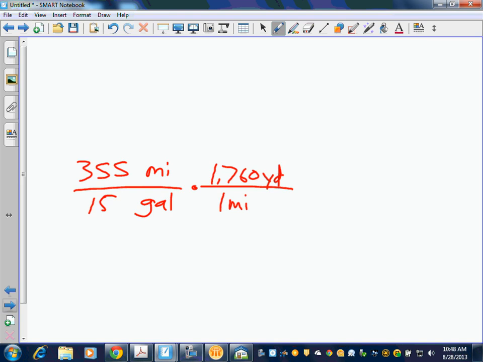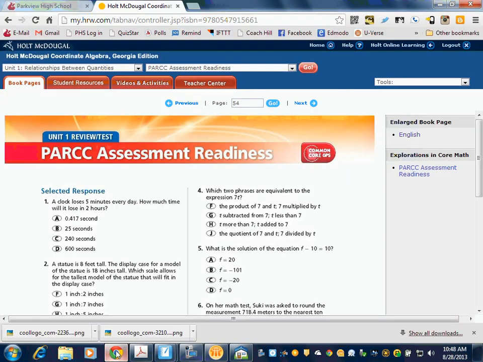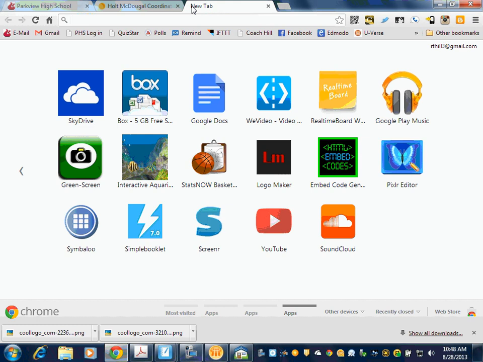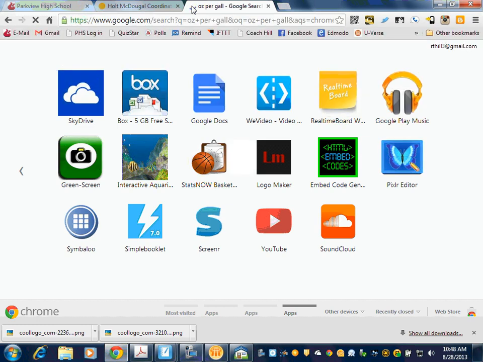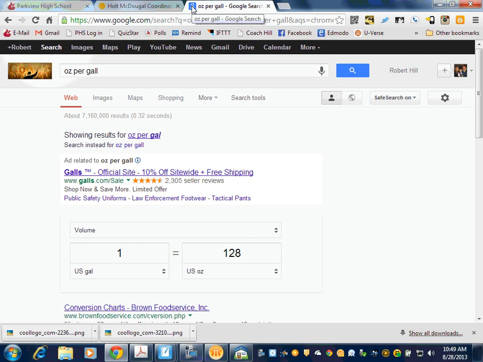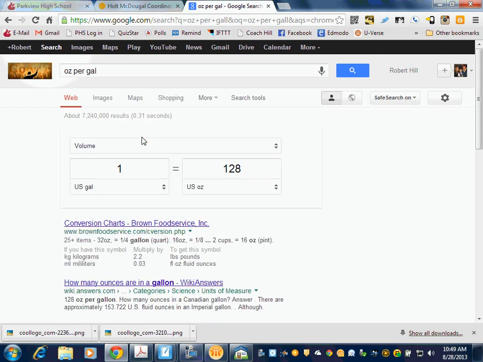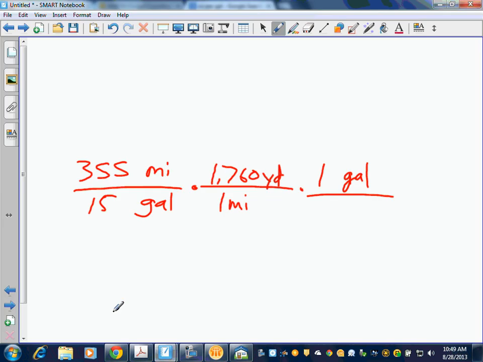Instead of gallons, if I wanted you to have ounces, to convert that, again, because gallons is on bottom, I would times that by 1 gallon, which is 128. This is why I would have to give you the information. Ounces per gallon, 128. And so I'd have 128 ounces here.